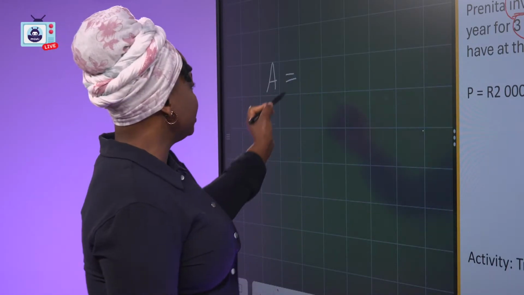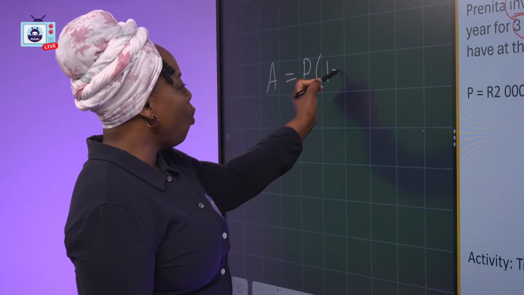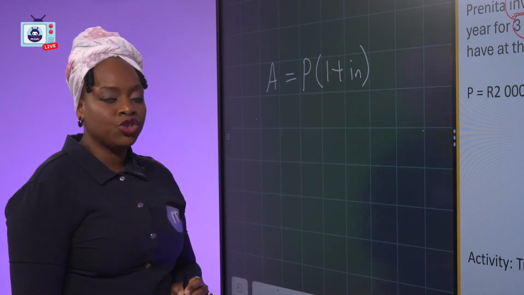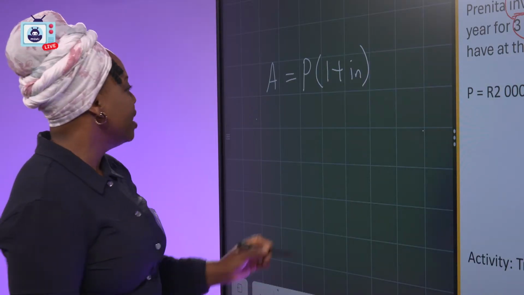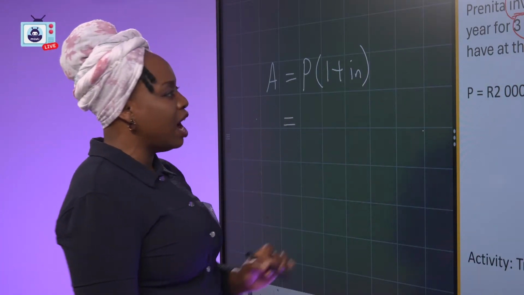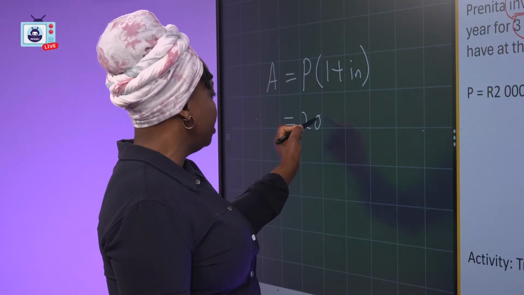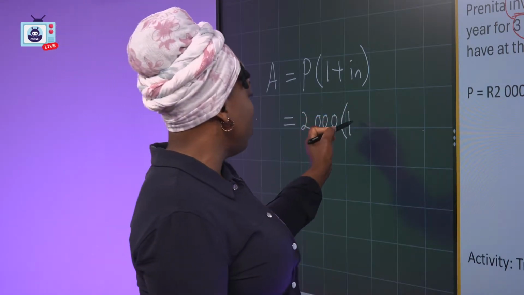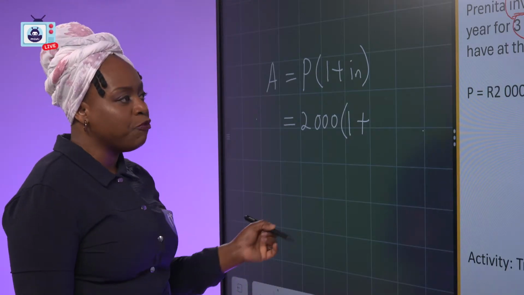For this is a simple interest, so we're going to say A equals P(1 plus iN). Remember that for simple interest, N is inside the bracket multiplying the I. Then we start substituting. We said that P is 2,000. So let's write it down, and then we put inside our bracket 1 plus I, we said, is 5%.